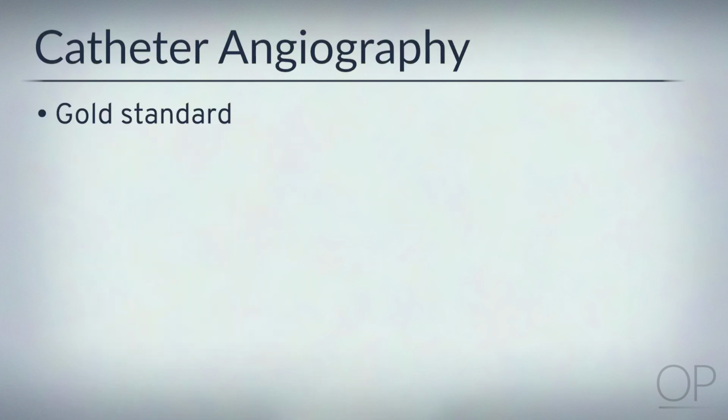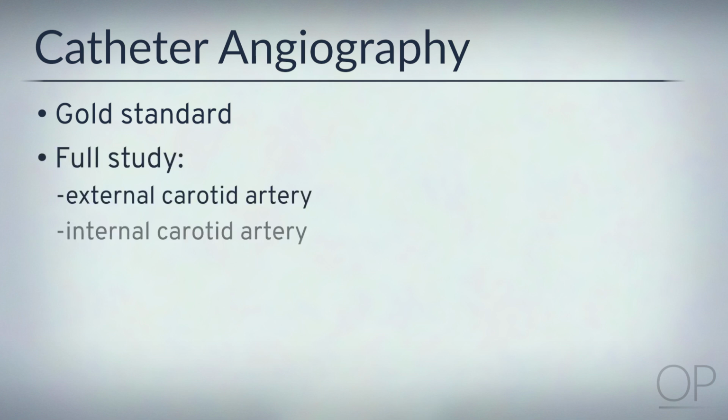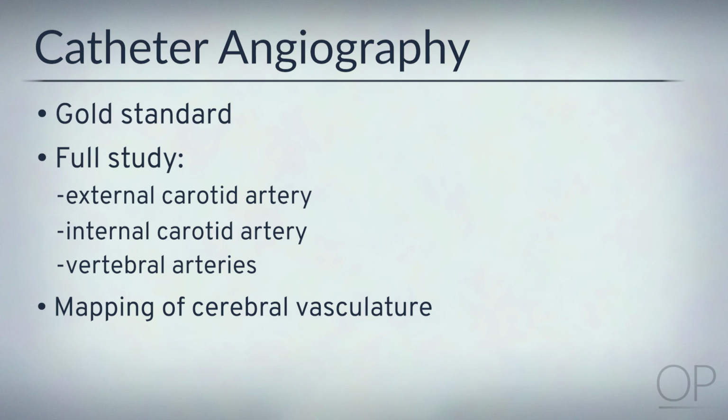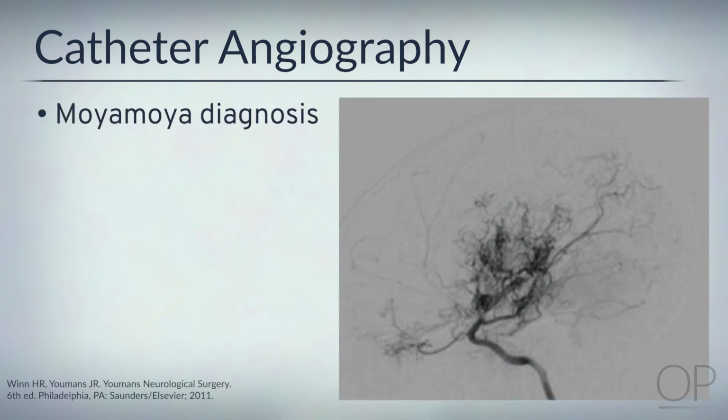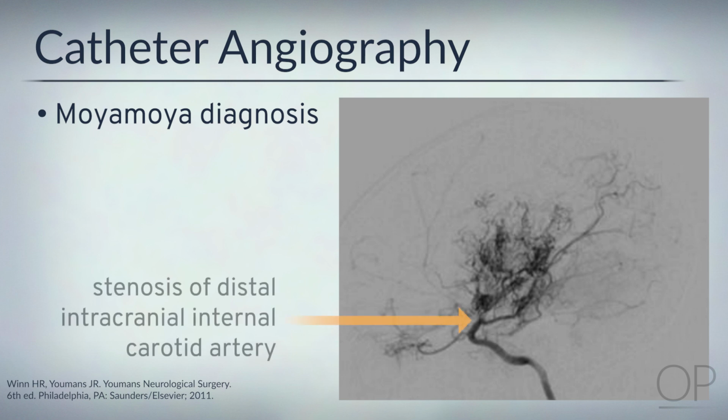The gold standard for diagnosis is conventional catheter-based angiography with a full study of the external and internal carotid arteries and the vertebral arteries. This allows for mapping of the patient's cerebral vasculature, which allows for surgical planning. The diagnosis is made by visualizing stenosis of the distal intracranial internal carotid arteries.